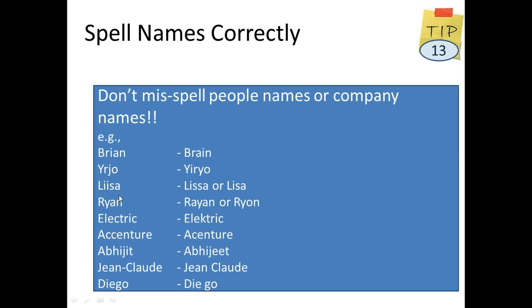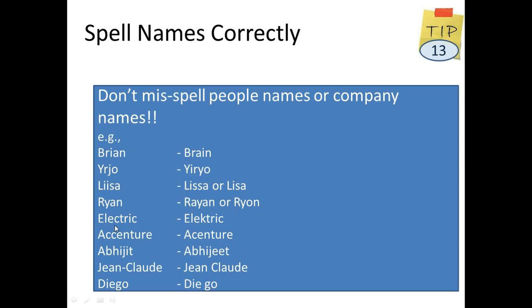Lisa, that's how she spells her name, L with a double I. You write Lissa or Lisa. This has got totally nothing. Lisa doesn't recognize her name as Lissa or Lisa. Ryan. Ryan is an English name. And Ryan, we Indians, we write like this, Ryan or Ryan.